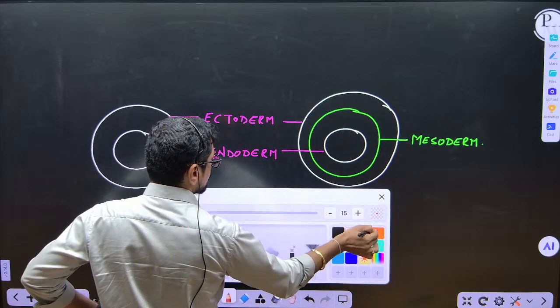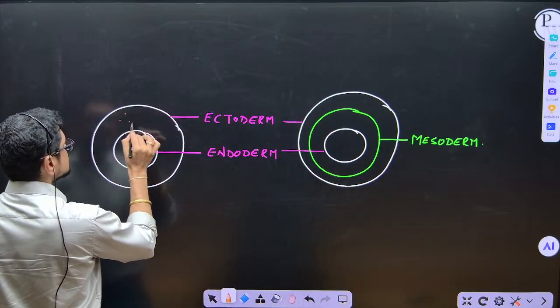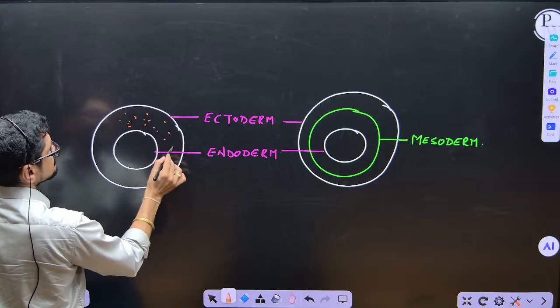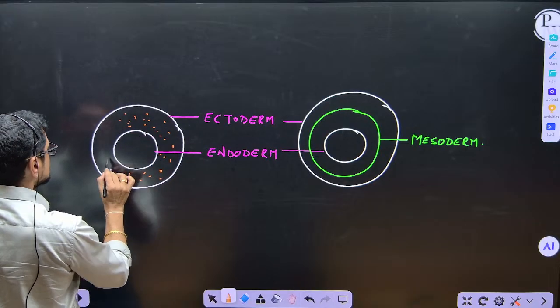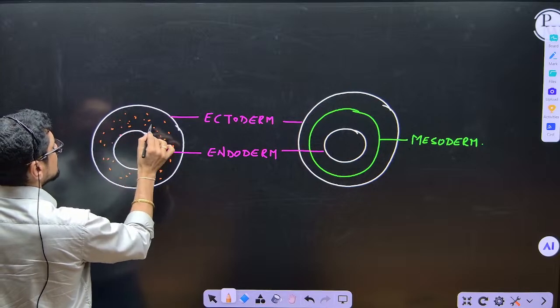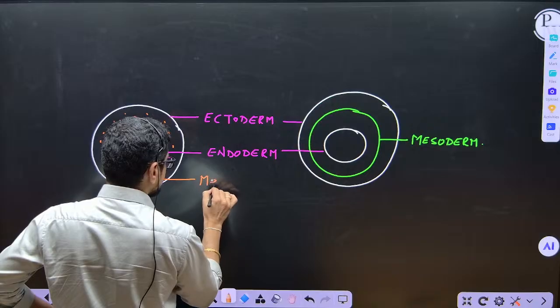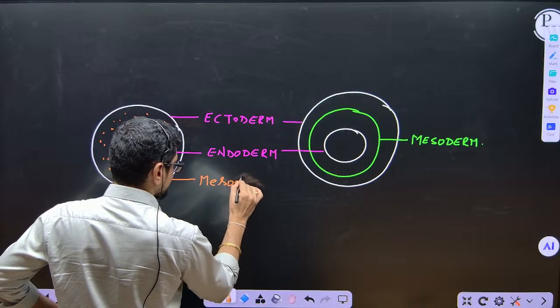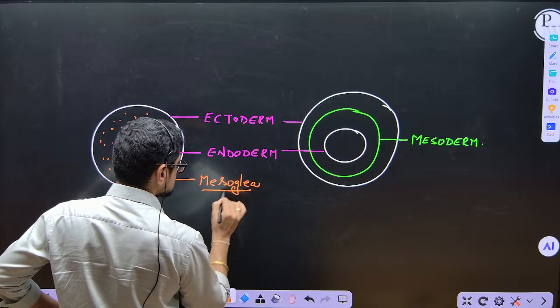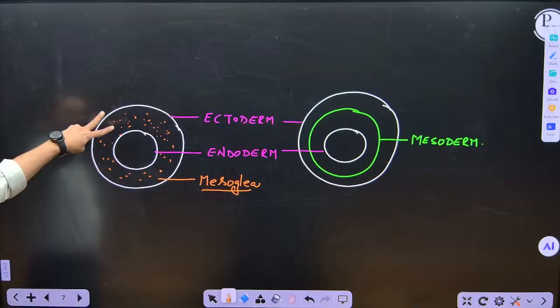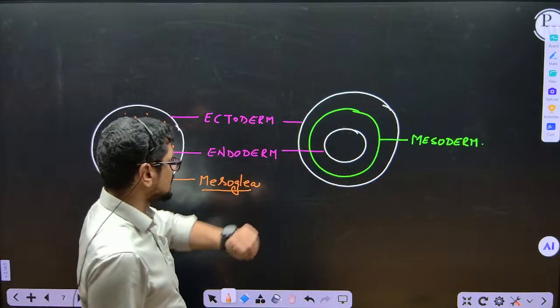Instead of the mesoderm, there is a jelly-like substance present here. That jelly-like substance present in the animal is called mesoglea. This is a jelly-like substance. So how many layers are present? Two. How many layers are present? Three. That is the reason.